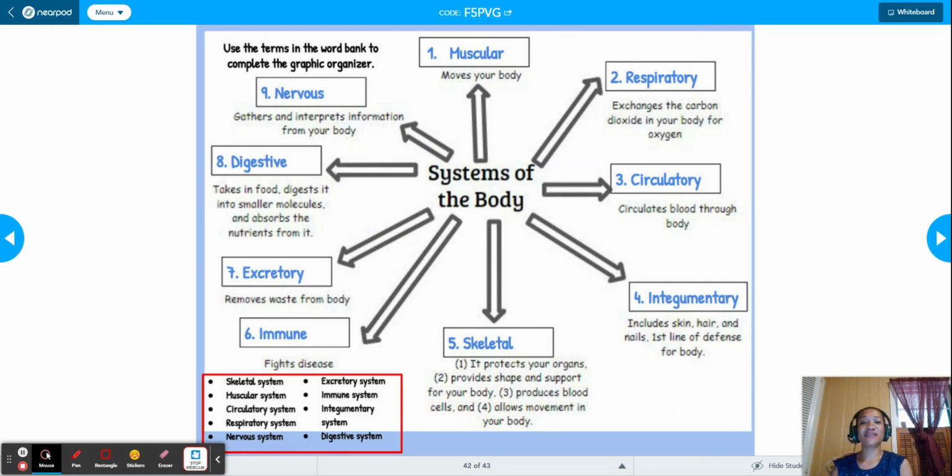Here's the answer key that you all can check your graphic organizer against. It's very important for you to make sure that you're studying the correct information.